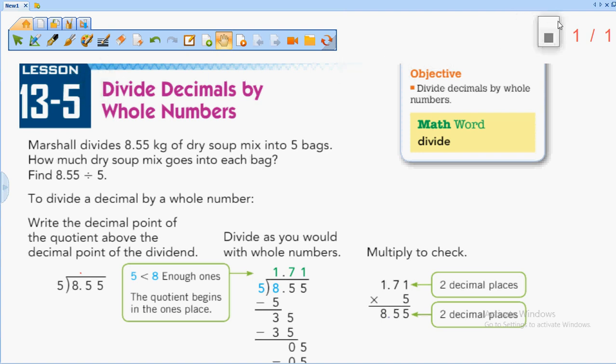Welcome 5th grade math. Our lesson today is about dividing decimals by whole numbers. In this video I'm going to explain how to divide decimals by whole numbers.